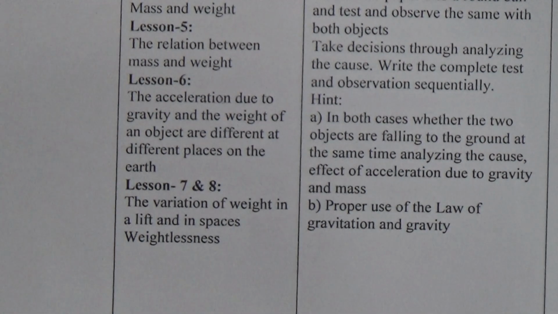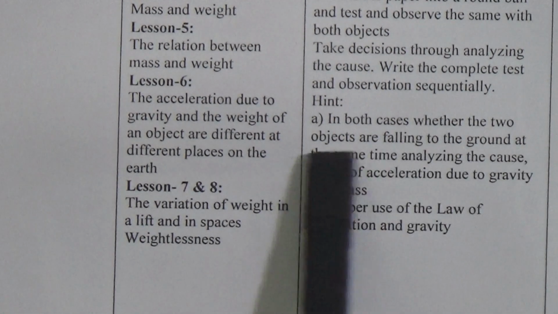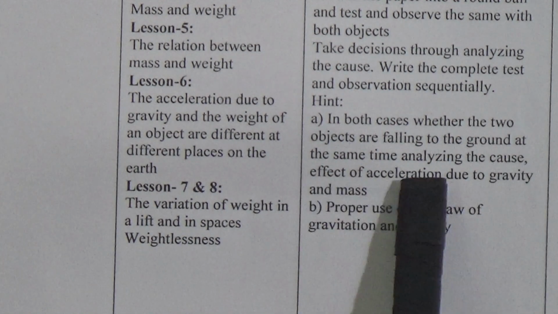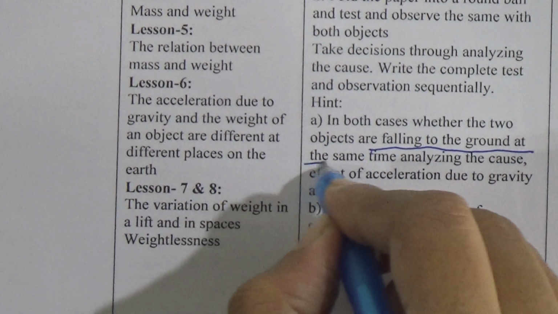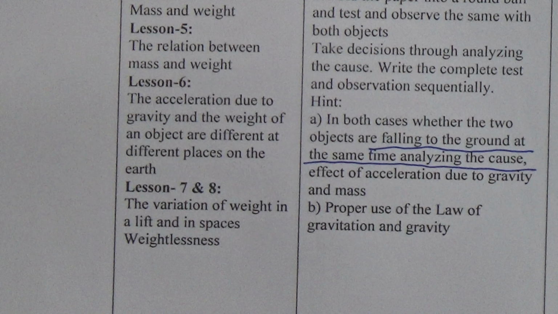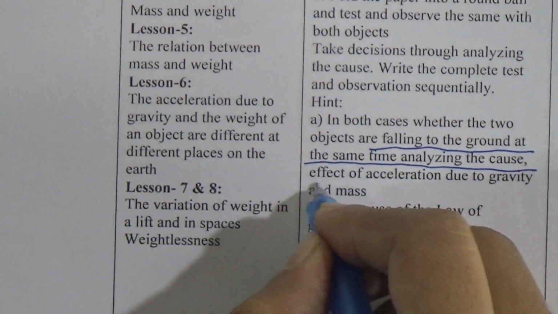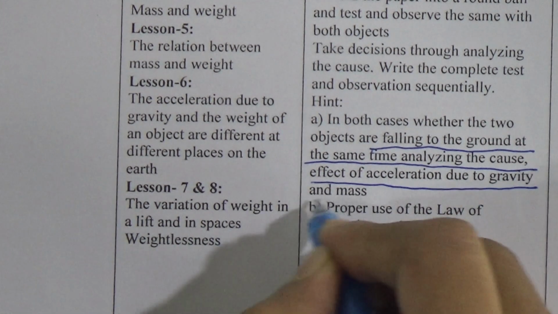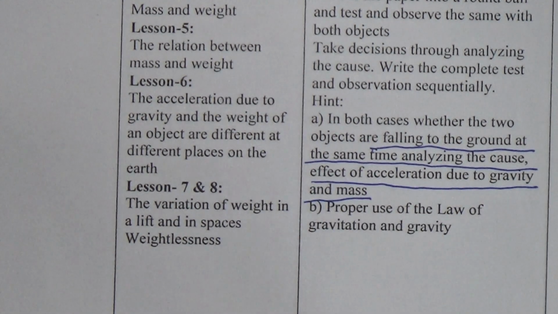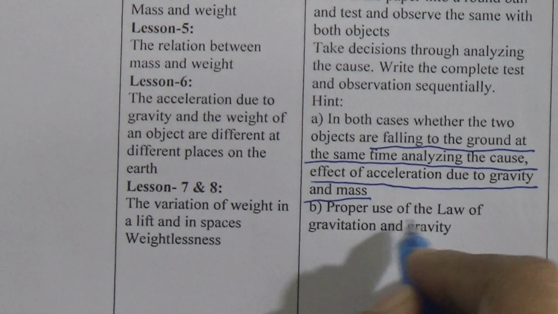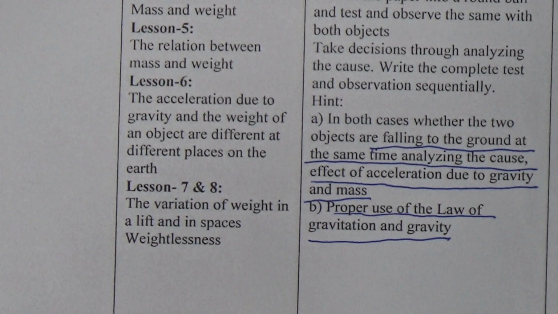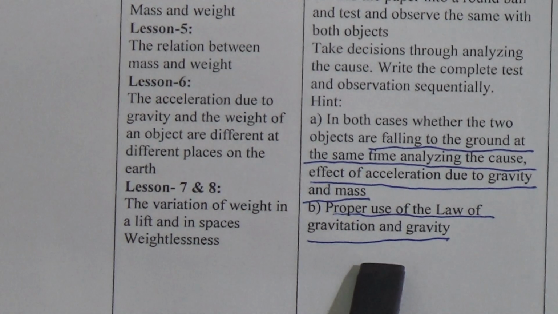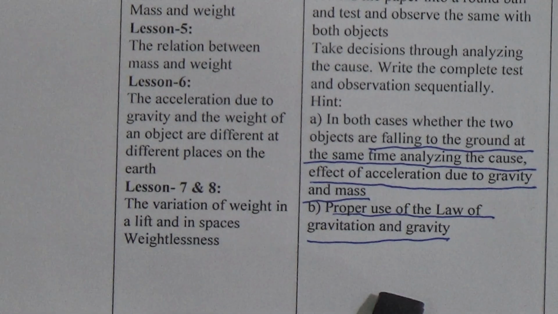Now there are hints: in both cases, whether the two objects are falling to the ground at the same time, analyze the cause. That means we have to observe the time of falling of the two objects, and we have to notice the effect of acceleration due to gravity and the mass, because paper is light, and the ball of paper is also lighter than the heavy ball. Make proper use of the law of gravitation and gravity. That means we have to use Newton's law of gravitation and gravity.